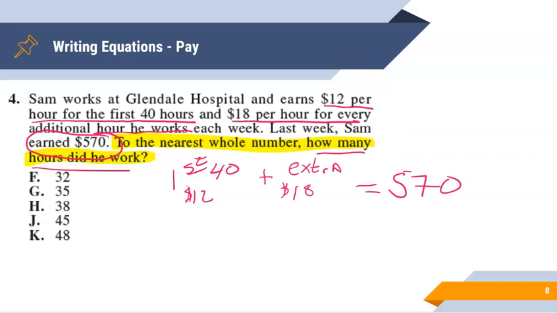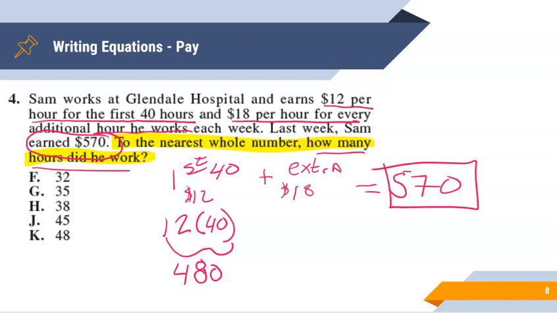Well, what we could do is they're providing answers for us. Let's first think about if Sam had worked, say, 40 hours for the whole week. 12 times 40. Now, when we do that, that's going to give me a total of $480. And the thing is, Sam's getting $570. So he's got to be working more than 40 hours. So I'm going to eliminate those choices. Again, it's down to a 50-50.